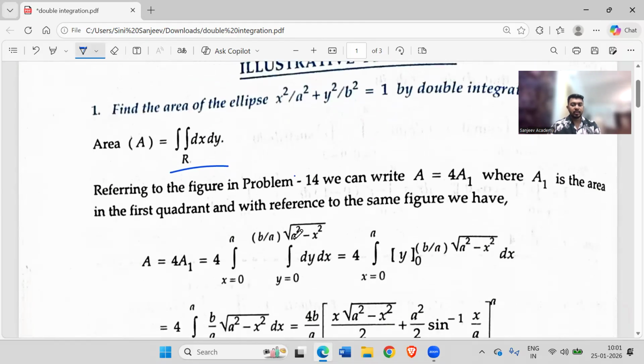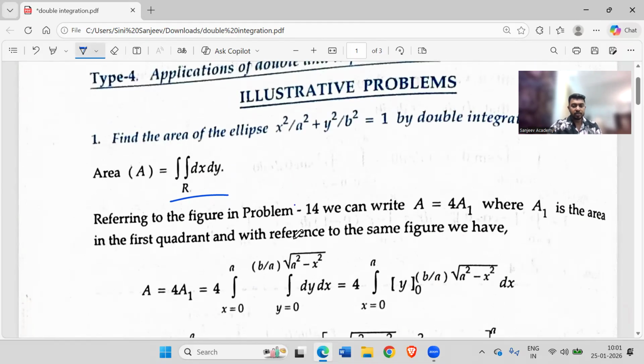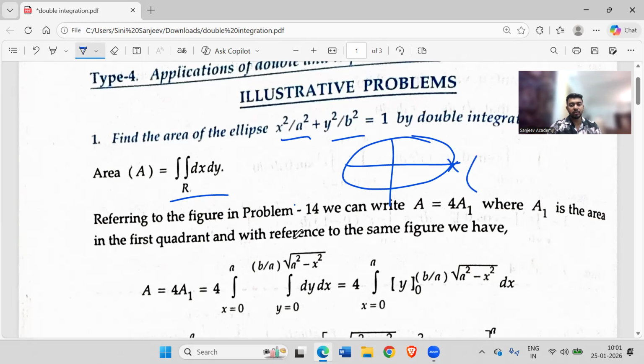First thing is you have to draw the ellipse. I'll draw the ellipse here for you with a and b. X is a and y is b. So a meaning here the point is a comma 0. And what is the point here? 0 comma b.